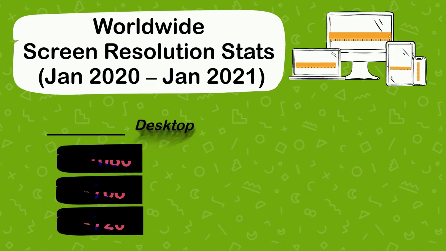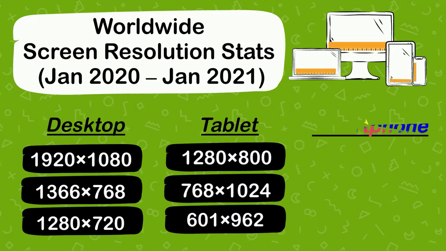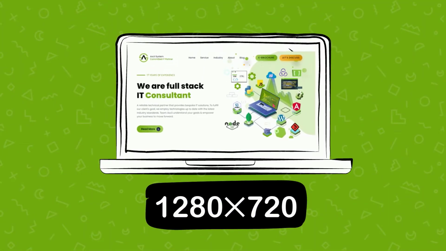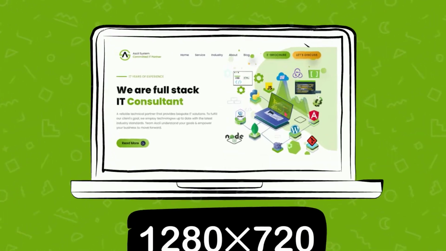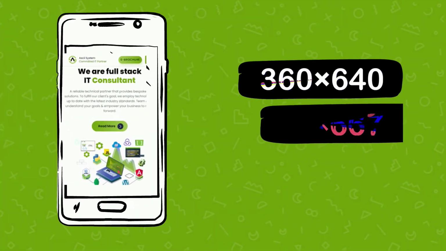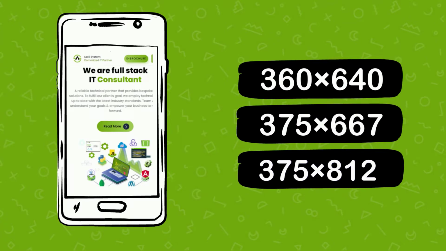According to the worldwide screen resolution stats, the most commonly used resolutions across mobile, desktop, and tablet are right here. 1280 by 720 is considered to be the most suitable screen resolution for the desktop website version. For mobile screen sizes, 360 and 375 widths are considered to be the perfect match, thus, the content is well readable and convenient for users.